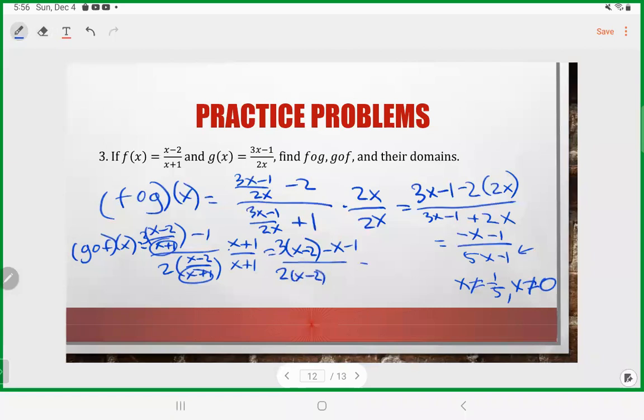There we go. It's just going to be equal to 3x, it's just 2x minus 6 minus 1 is -7, and 2x minus 4. Again, this is going to be x cannot be equal to 2. That's the domain of this. And then find the domain of f, which is x cannot be equal to negative 1. All right, so those are the domains.